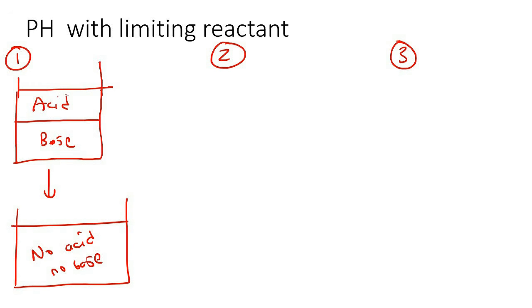There will be no leftovers. So then what would your pH typically be? Well, your pH would typically be 7. That is a perfect neutral solution, which is not too acidic and not too basic, it's perfectly in the middle.